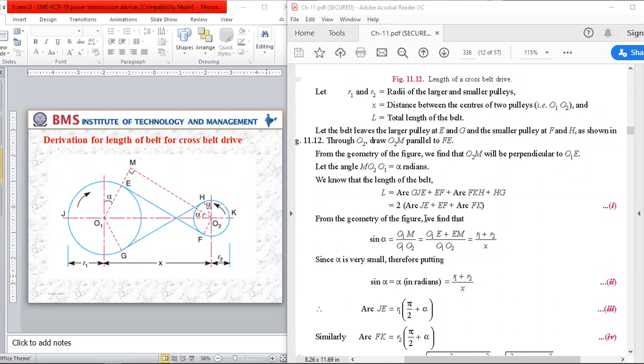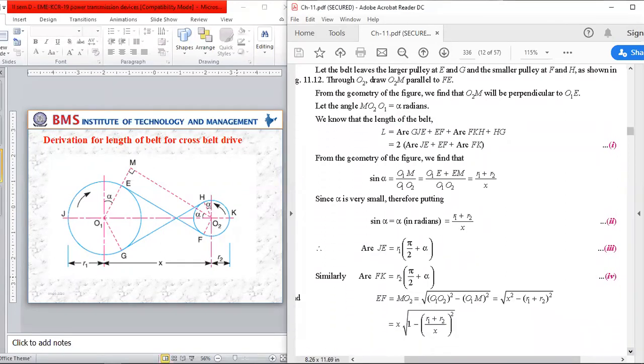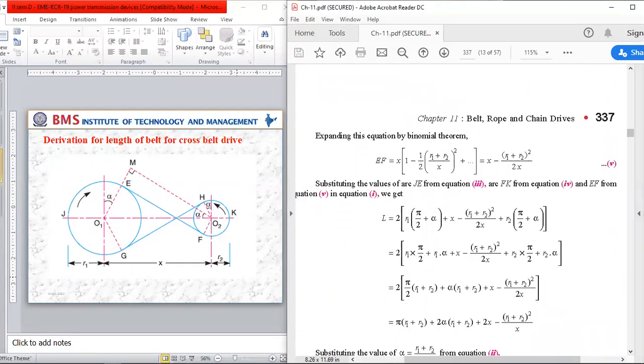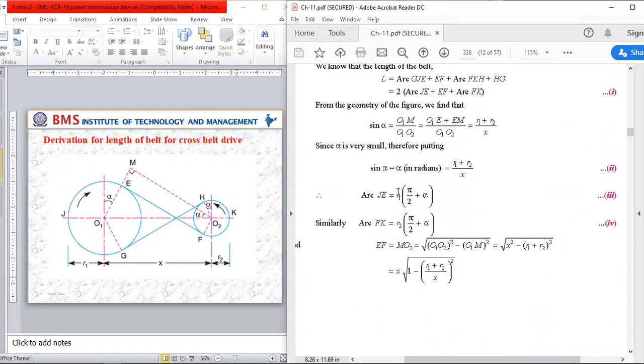Now we'll go to the calculation of arc length of JE. Arc JE is a sector length you are calculating. For sector length, the equation we know is L equal to R into theta, where R is the radius and theta is the angle made by that particular sector. Here arc JE has radius R1 and angle pi by 2 plus alpha. Got it?